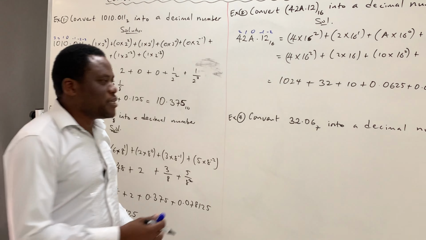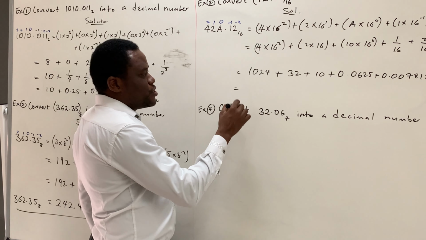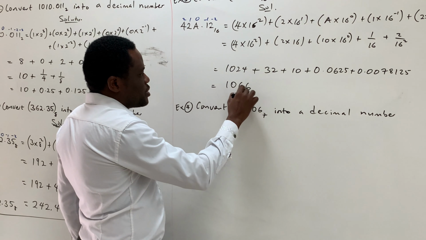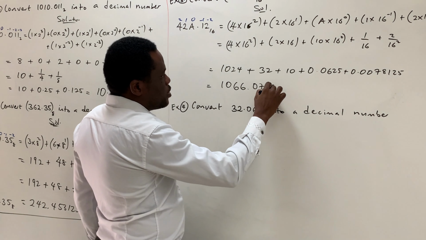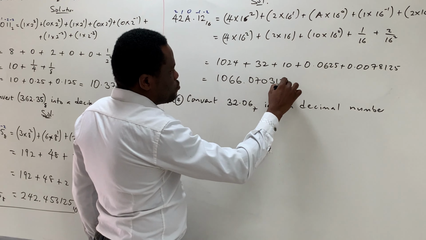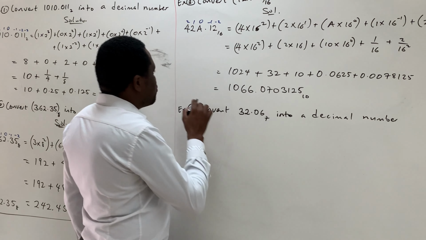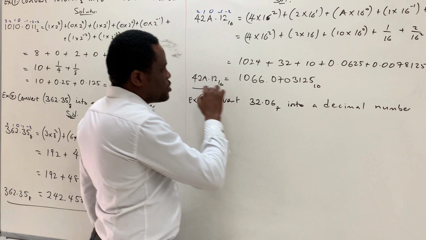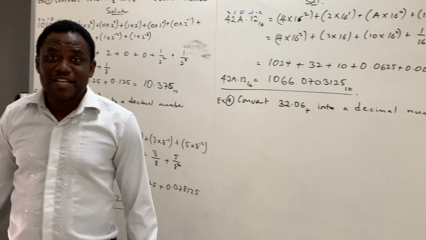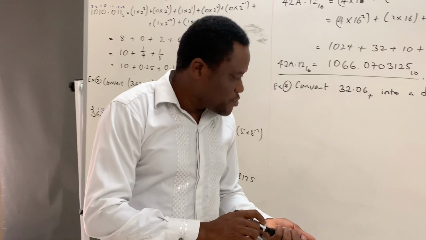Sum everything together. We're going to end up with 1066.0703125 in base 10. So this is 428.12 in base 16. It's easy. The last question, quickly.